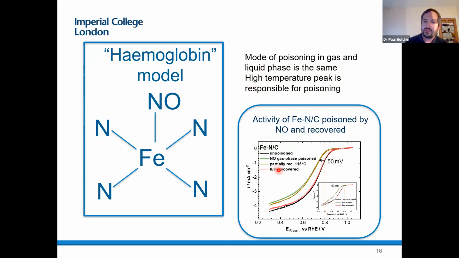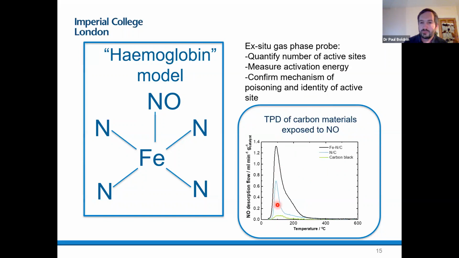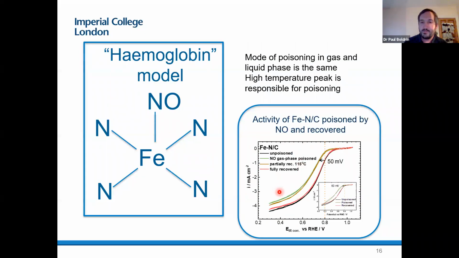We could also do things like, if you look at this temperature programmed desorption, you can see that there's a low temperature peak and a high temperature peak. One of the things we did was heat up to about here, so 115, and that gets rid of most of this nitric oxide and just leaves the high temperature peak. And we could see that it was still poisoned, so it's the brown line here. That means it's the high temperature peak, which corresponds to more strongly bound nitric oxide, which was responsible for the poisoning.